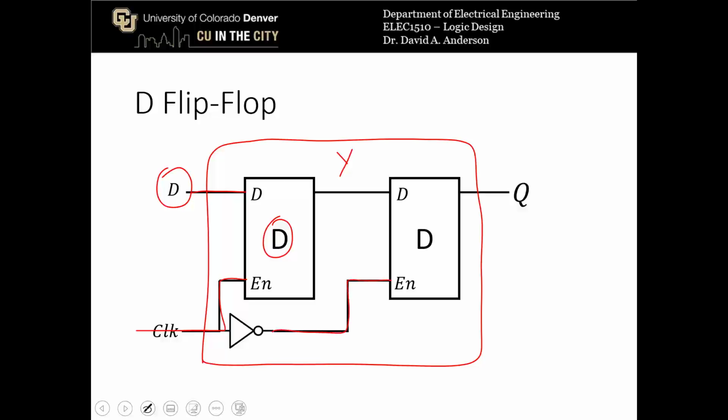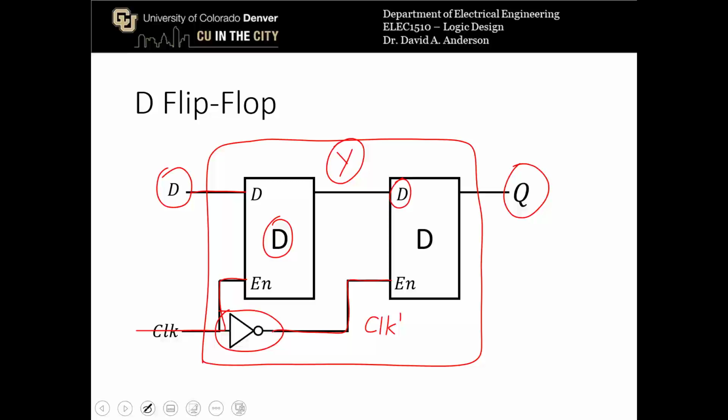For the second latch, the input to the enable signal is clock prime. This clock signal goes through an inverter first, and the D, the data input to that latch, is Y, the output of the first D latch. Then Q, the output from the flip-flop, is equal to the output from that second D latch.